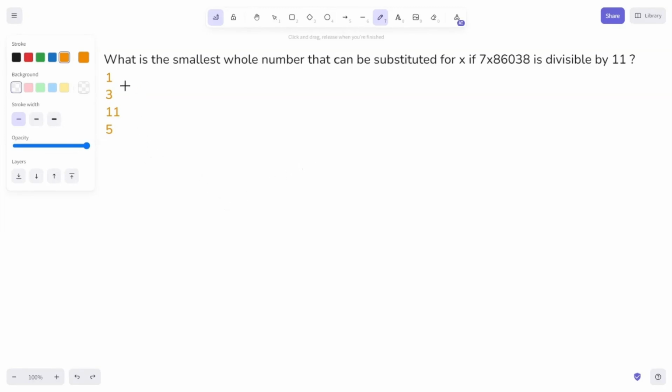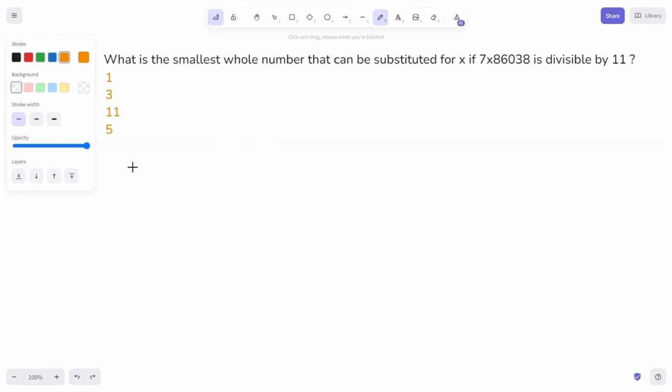So as you can see, this is our question. What is the smallest whole number that can be substituted for x if 7x86038 is divisible by 11? So basically it is asking the value of x. If you put the value of x into this number, this number should become divisible by 11. We can simply solve this question by applying the divisibility rule of 11.